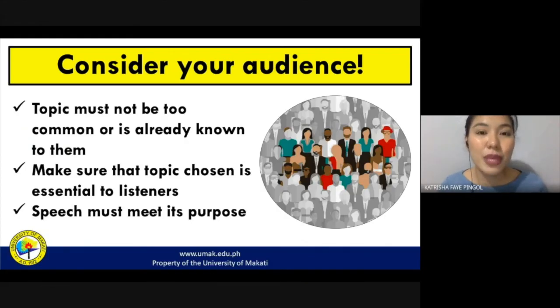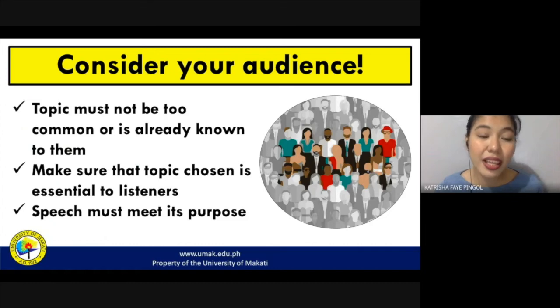Similarly, it has to be purposeful for them as well. It has to be something that is beneficial for them. Why do they need to even listen to you in the first place if they believe that the topic you are talking about will not help them eventually, will not be contributing to what they already know, okay? So you have to ensure that it's very relevant to your audience.